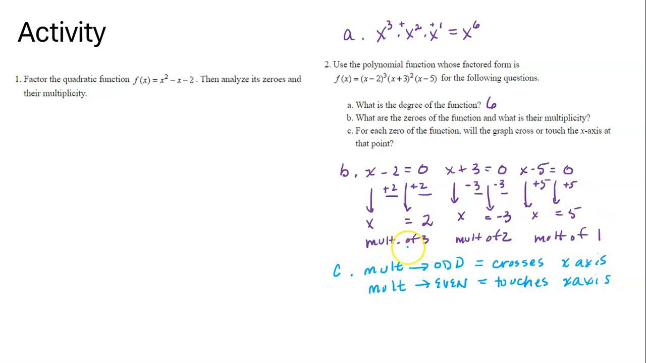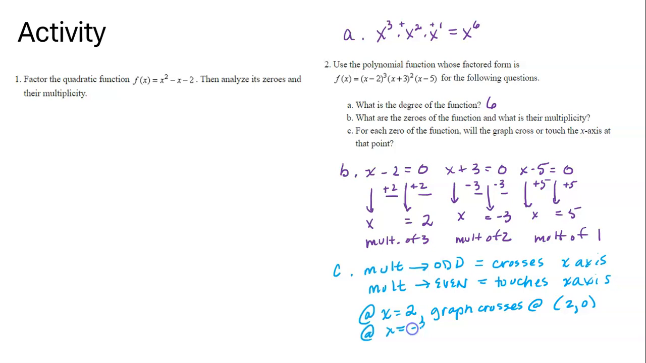Okay, so let's take a look at our multiplicities up here. At x is equal to 2, which has a multiplicity of 3, the graph will cross. Graph crosses at 2, 0.